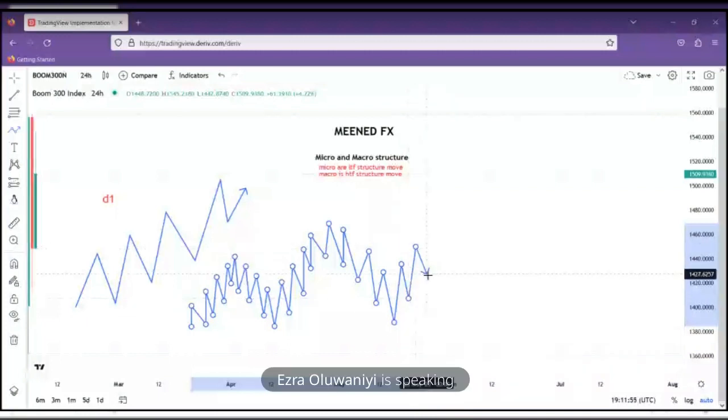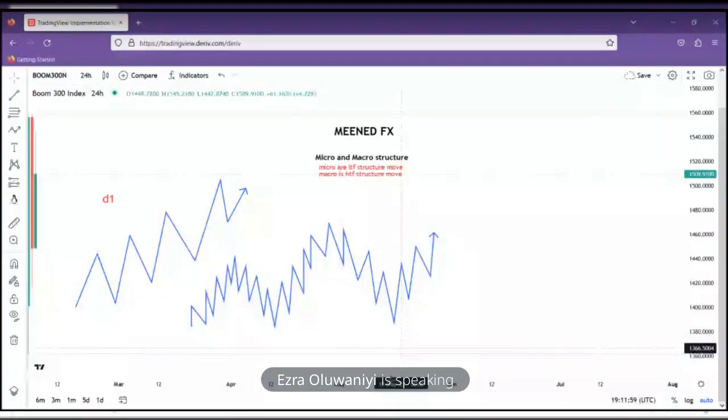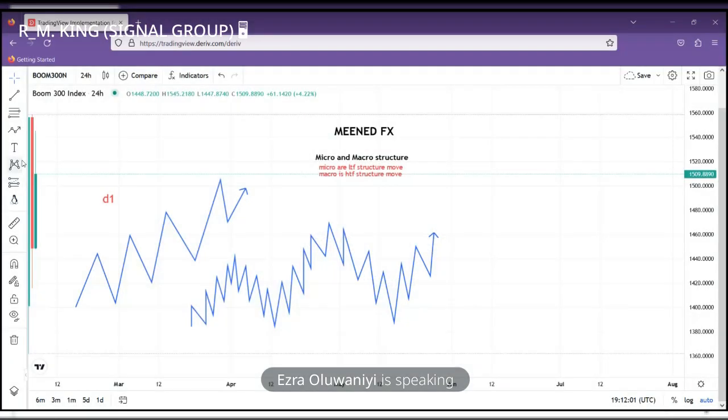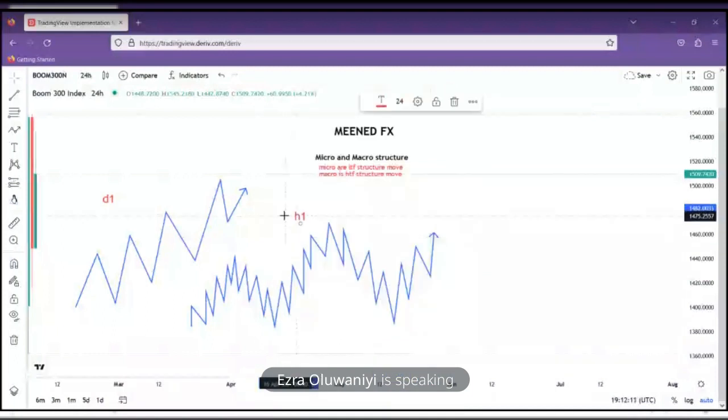Okay, forget the schematic. Let me just stop here so that we don't get too much diagram on the board. Please follow me so that you don't get confused. So this is my H1, the H1 schematics. Now let me draw the daily on it.